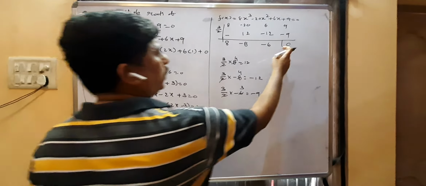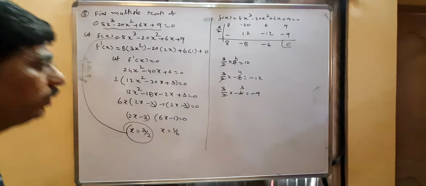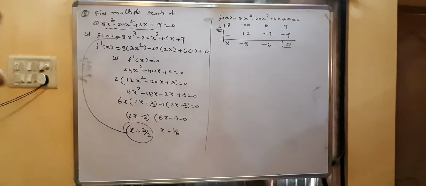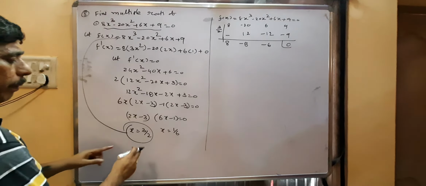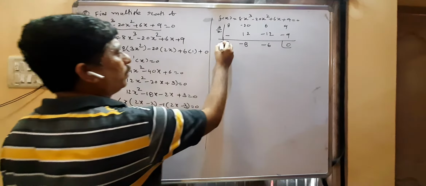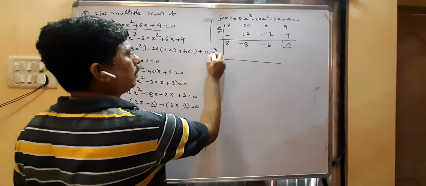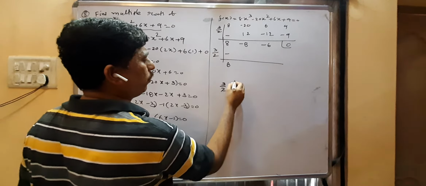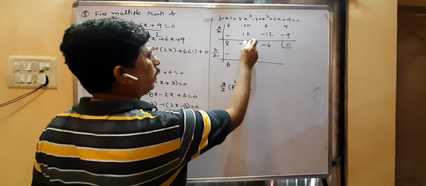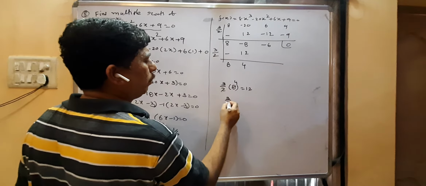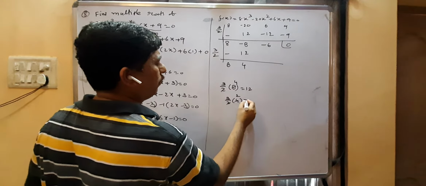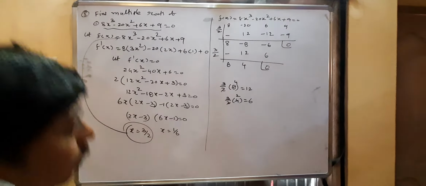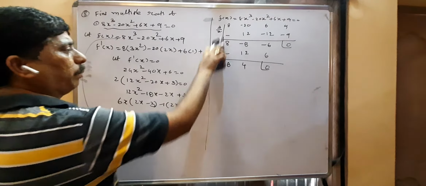So the remainder you got is 0. Remainder 0 means 3 by 2 is the common root of f of x and f dash x. So 3 by 2 is a multiple root of order 2. Again do the synthetic division. 8. 3 by 2 into 8: 2 fours are 3 fours are 12. Minus 8 plus 12 is 4. 3 by 2 into 4: the 2 twos cancel, 3 twos are 6. 6 and 6 cancel, remainder 0. That is the reason it is repeated 2 times. So you got the 2 roots are 3 by 2.